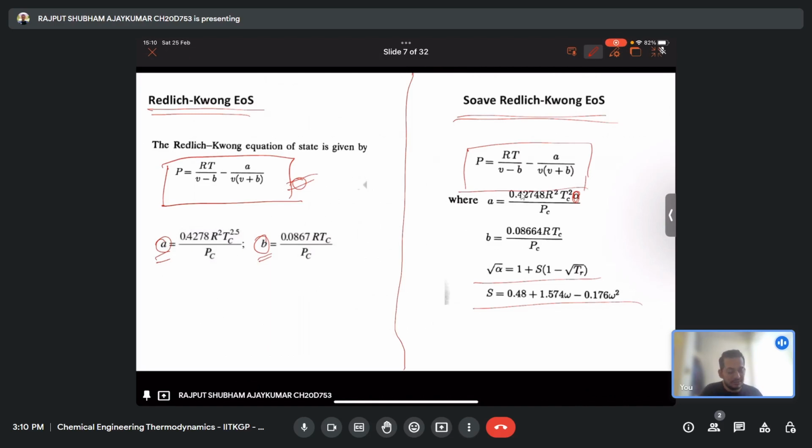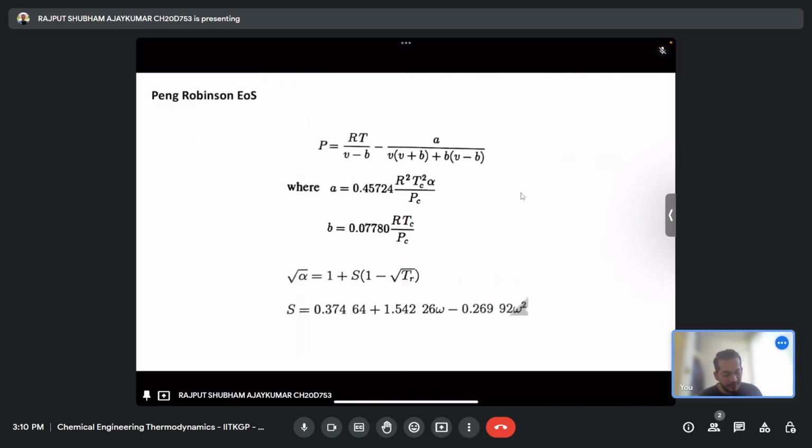This is the third, and the last one, the fourth, is the Peng-Robinson equation of state. The non-ideal equation of state for Peng-Robinson is given somewhat like this: P equals RT upon V minus b, and here also there are two different constants, a and b. We also have the alpha value, because alpha is coming up here, and alpha accounts for non-spherical systems in some cases, which corresponds to omega.